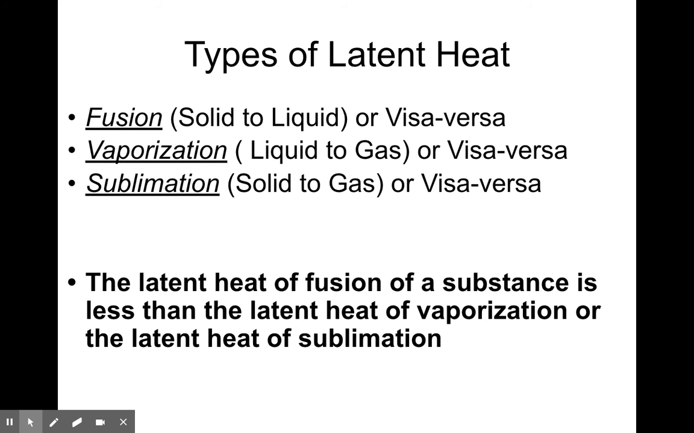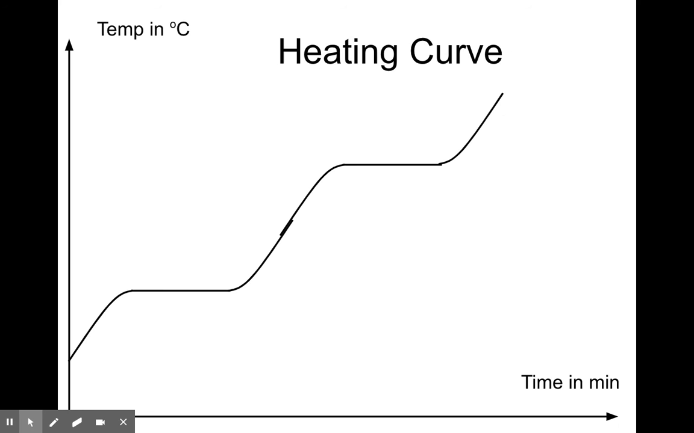The latent heat of fusion of a substance is less than the latent heat of vaporization or the latent heat of sublimation. It takes less energy to melt something than it takes to boil it or change it directly. And that makes sense. If I am melting water in a pan, it may take 3 or 4 minutes on high heat to melt an ice cube, but it may take 10 to 15 minutes to take all of that water from that ice cube and turn it into a gas.